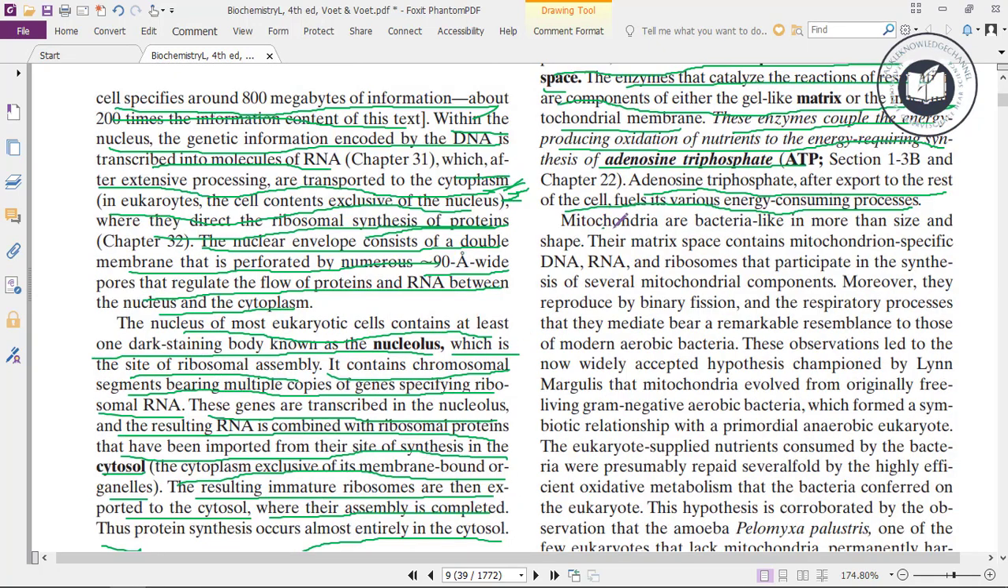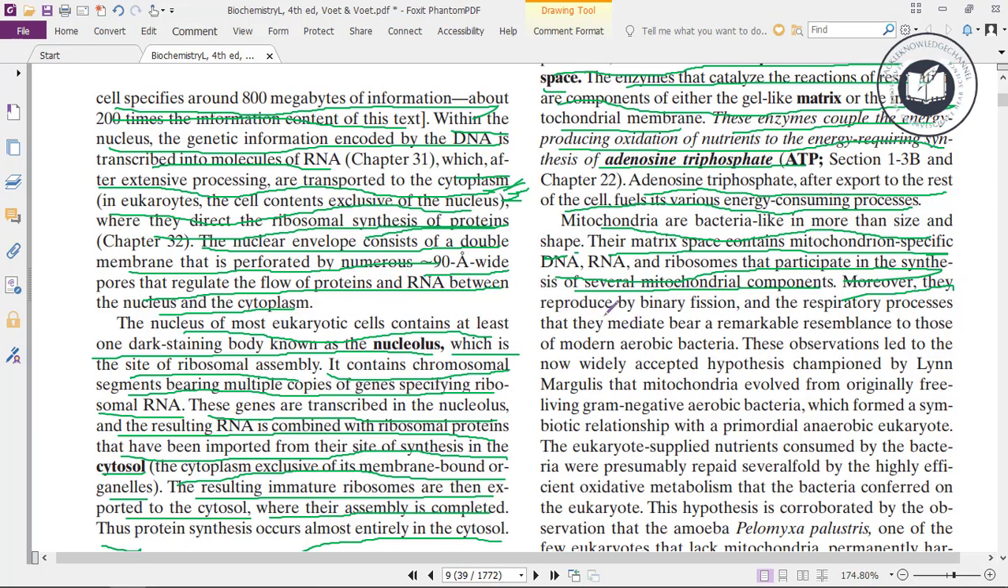Next, mitochondria are bacteria-like in more than size and shape. Their matrix space contains mitochondrial-specific DNA, RNA and ribosomes that participate in the synthesis of several mitochondrial components.